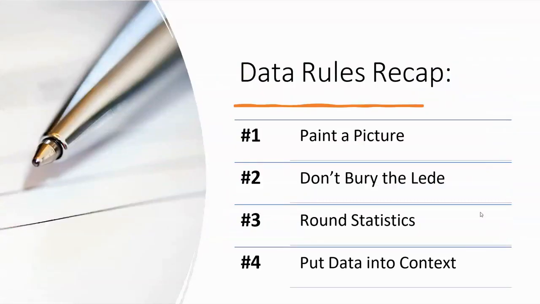Okay, so let's have a quick recap on data rules. Paint a picture with your data. Don't be afraid to use graphics. Just make sure your reader stays engaged and can easily understand what you're telling them. Don't bury the lead. Always make chart titles your bottom line up front. Make sure you're rounding up statistics so that your reader can relate to what you're saying. And then make sure that that data is put into context. You want to make sure that they can understand the magnitude of what the message is that you're giving.